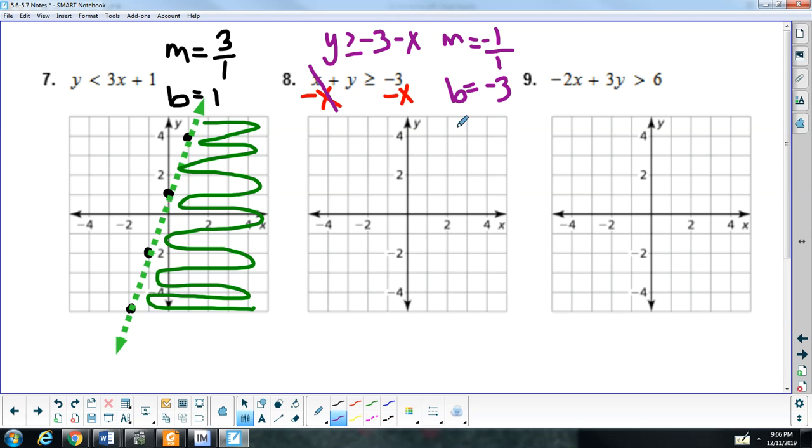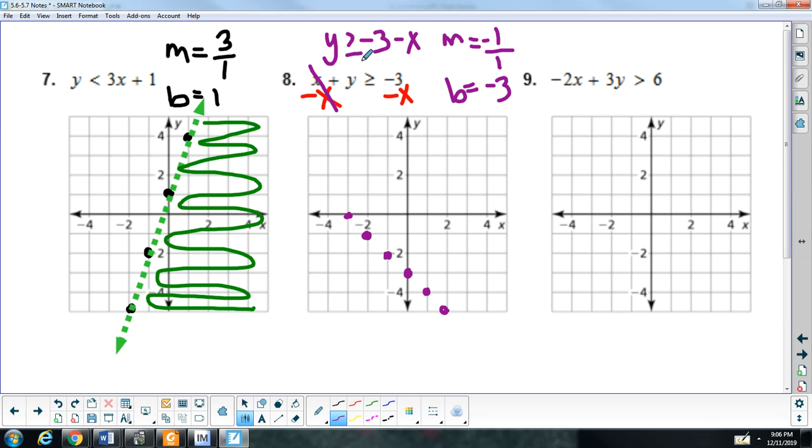So when I go to graph it, I begin at b. So I begin on my y-axis at negative 3. So that would be here. From there, I'm going to move negative 1 over 1. So negative 1 means down 1, to the right 1. Down 1, to the right 1. Okay, you can also go up and to the left. It's the same thing. You're going to create the same line. As many points as you'd like. And then we're going to graph.